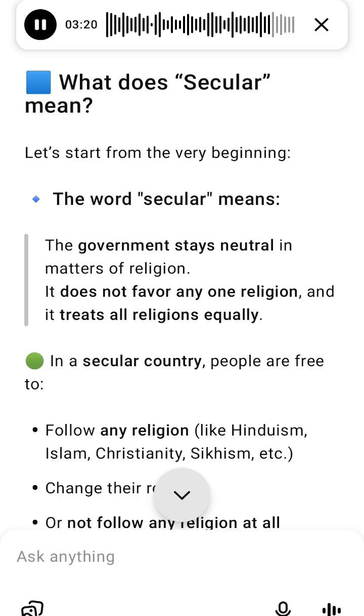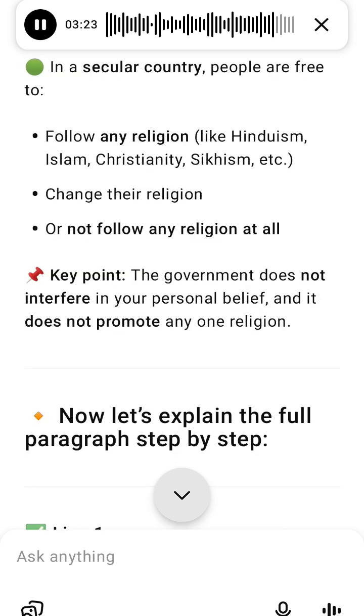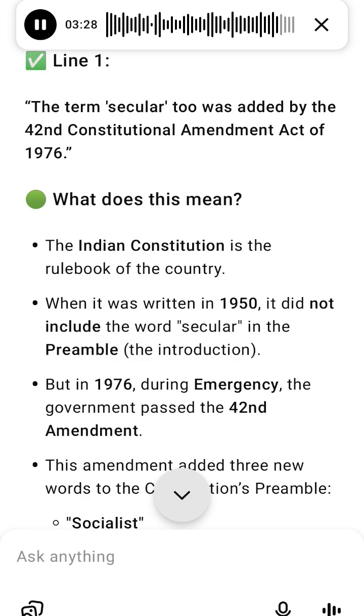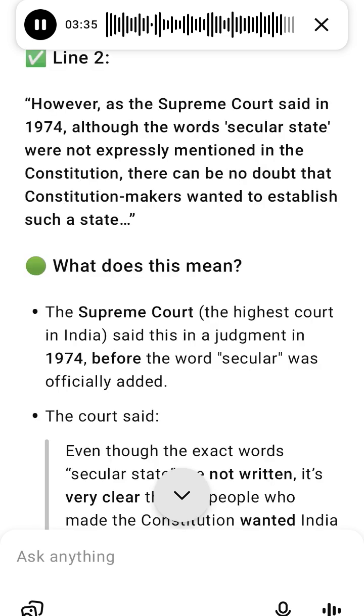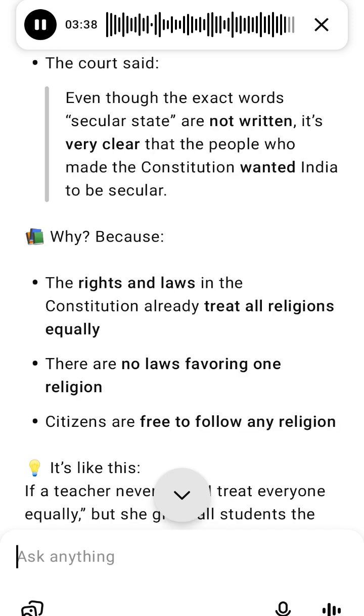2. When was the word secular added? The word secular was officially added to the Preamble, the introduction of the Constitution, in the year 1976. It was added through the 42nd Constitutional Amendment during the time of Prime Minister Indira Gandhi. However, the spirit of secularism was already present from the beginning through laws and rights that were written in 1950 itself.